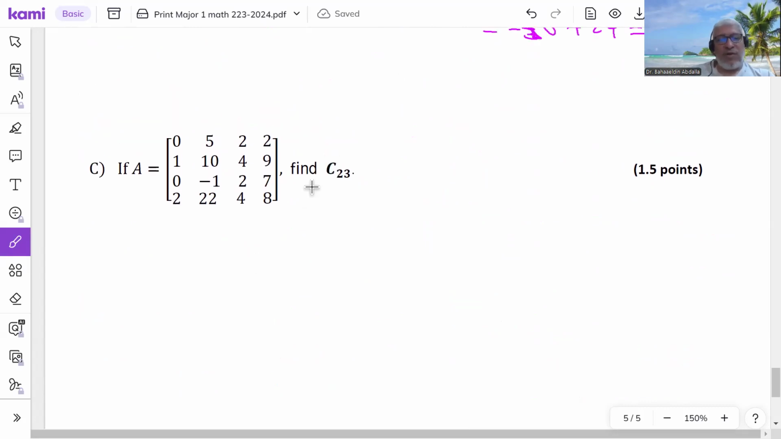Find the cofactor of the element in the second column, third row. So we need to find the cofactor of this element. So it's equal to -1 to the power 5. So it's -1 times the minor of this element. We remove the column and the row and write the minor: 0, 0, 2, 5, -1, 22, 2, 7, and 8.